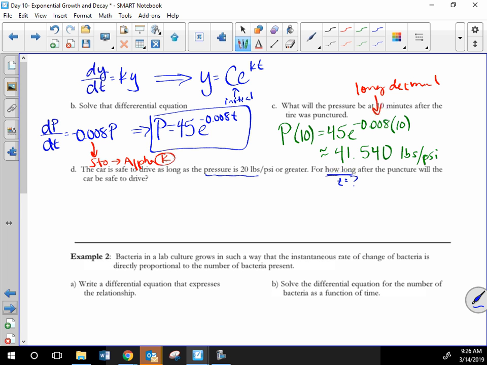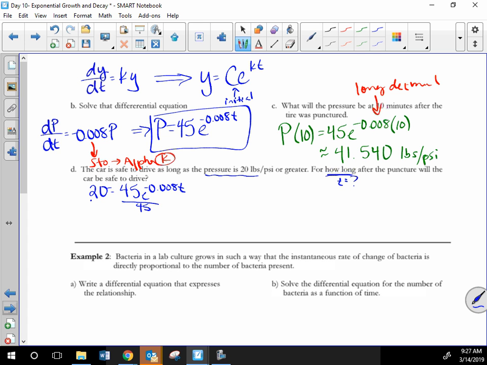So we have, again, our pressure equation. So we know our pressure is 20. 45 e to the negative 0.008 t. Okay, we're trying to solve for t. At what point does it become 20 pounds? Up until then, we can drive. You have your calculator, but our exponential goes way off the graph pretty fast. And so it might be in your best interest to do a little bit of math beforehand. I'm going to solve this by hand so we can remember how to solve exponentials by hand. What's my first thing that I do?